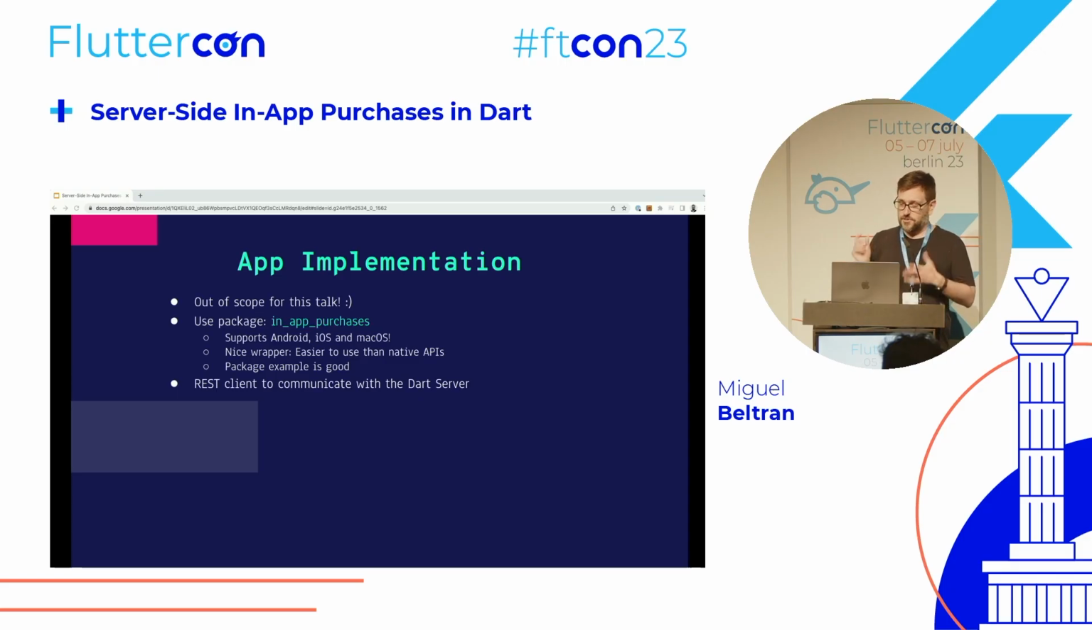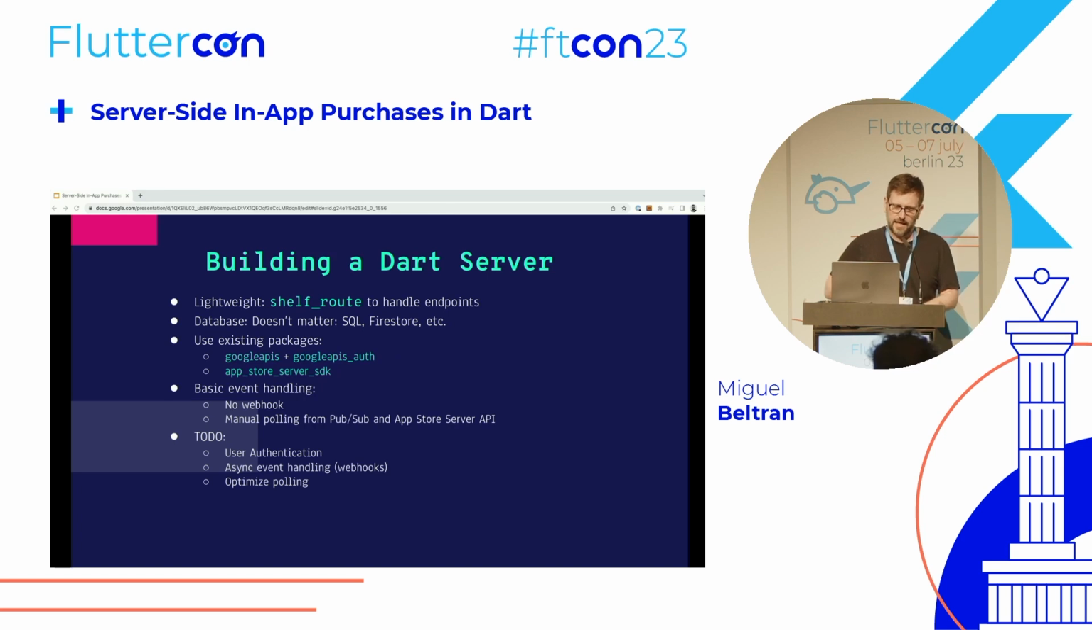Then you also need some sort of REST client to communicate with your Dart server. I will be showing you how to do a REST server, but you need a way to communicate with your server. So this is what you need on your app. To build the app server, I'm going to be showing you how to use Shelf Route, which is a lightweight way of doing that, but you can use Frog, you can use all the other ones that exist. You also need a database, as I said. It doesn't really matter what you use. SQL, Firestore, even. You can talk to Firestore from your Dart server, so you can just do that.